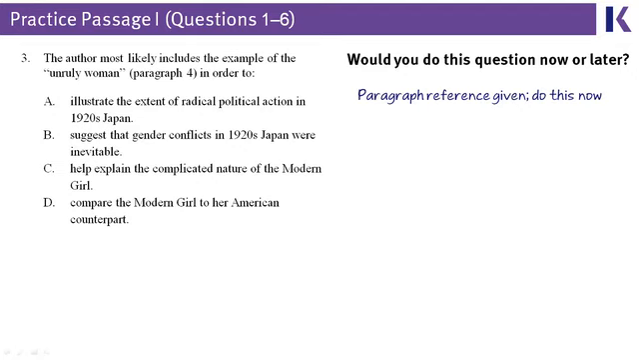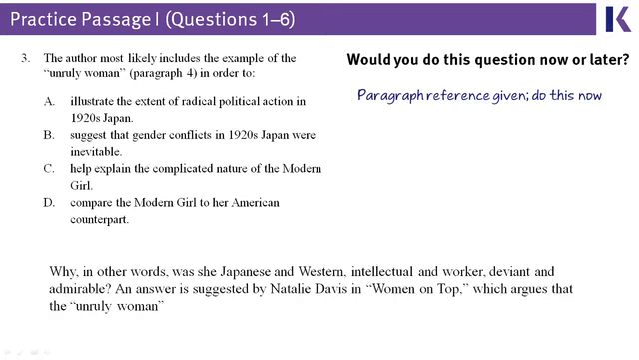You will have to go back, really briefly look up this idea of the unruly woman in paragraph 4, and then figure out why the author did it. So here's what it says in paragraph 4. And we see that the author brought up this unruly woman to answer the question at the beginning of paragraph 4: why is this modern girl Japanese and Western, intellectual and worker, deviant, admirable? Why is she so complex? So we're trying to answer this question of why the modern girl is so complex. We need to find that in the answer choices. Go ahead and pick that now.